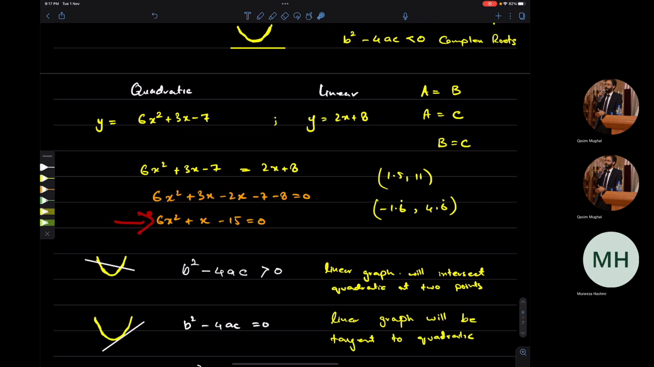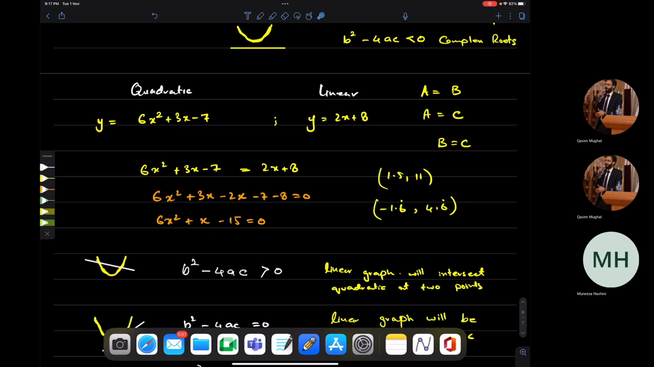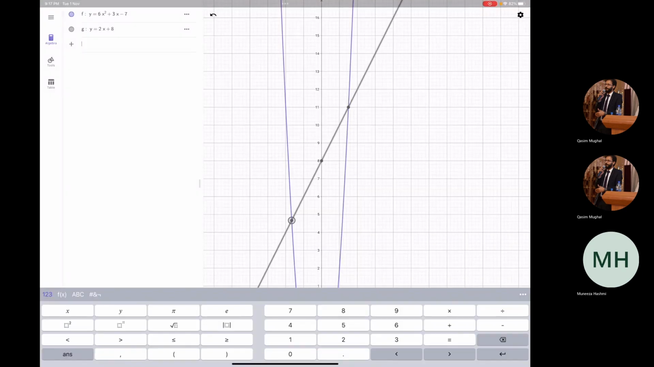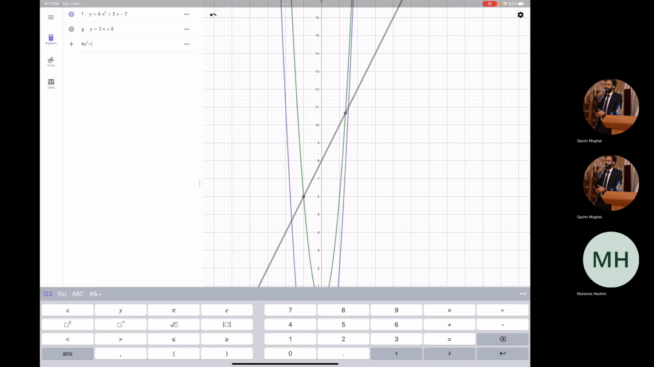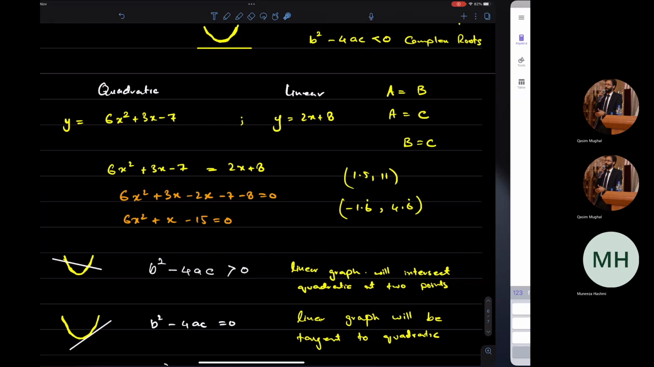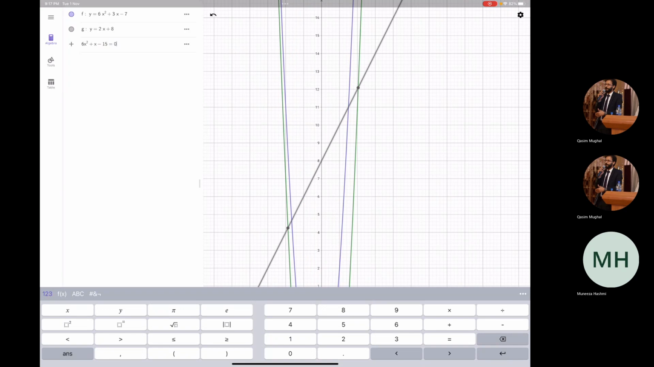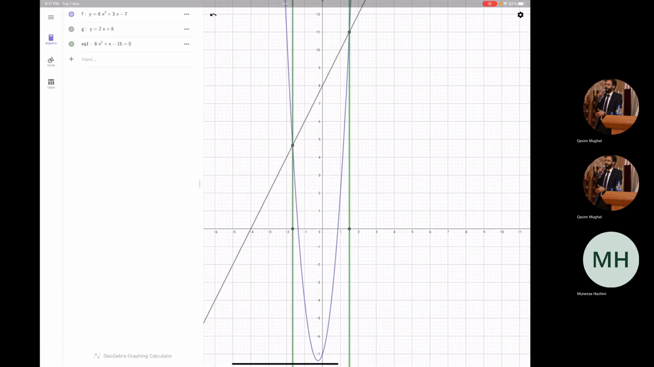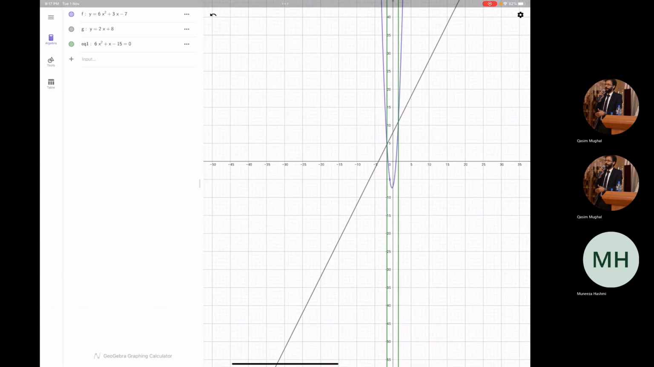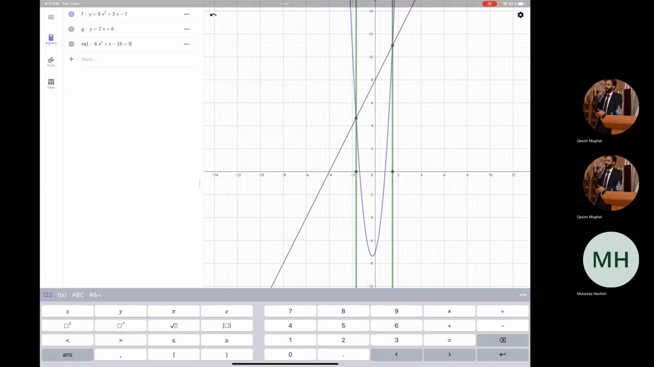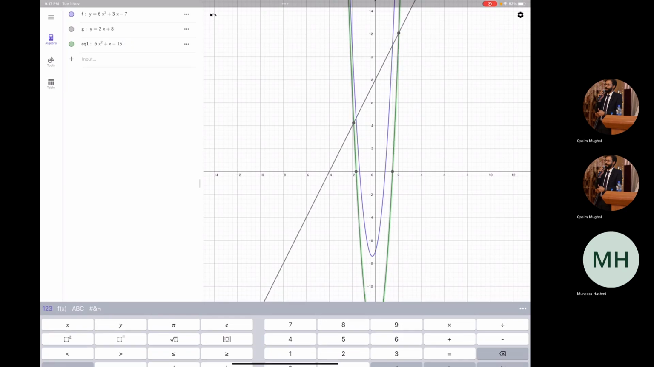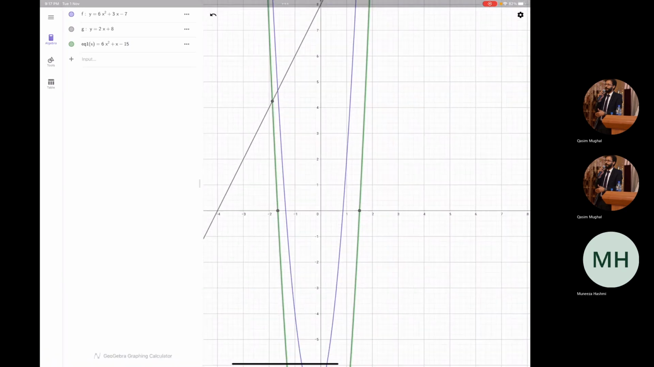Now, what does this equation actually mean? If I draw the graph of this one separately, let's see what happens there. 6x squared plus x minus 15 equals 0. That's the green graph. Wait a minute, I think I shouldn't be putting 0 here. Okay, yeah, that's the green graph here.